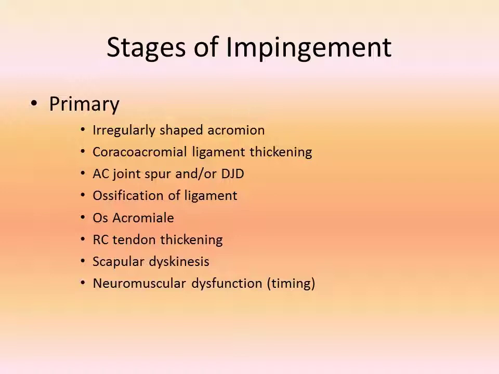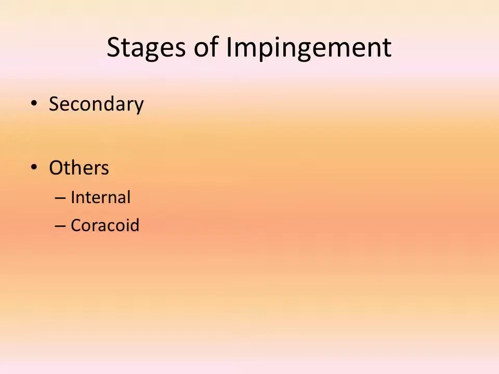There may be rotator cuff tendon thickening, scapular dyskinesis, or a neuromuscular dysfunction, the timing of the contraction of the muscles being off. Secondary impingement generally consists of glenohumeral joint instability, most commonly occurring anteriorly. There are other types of impingement syndrome as well.